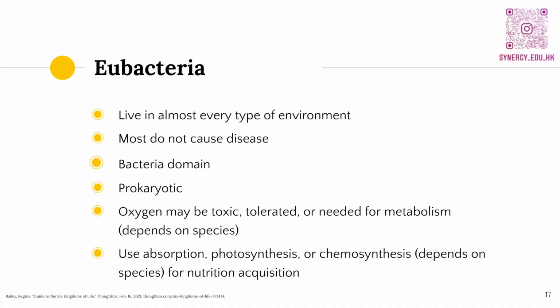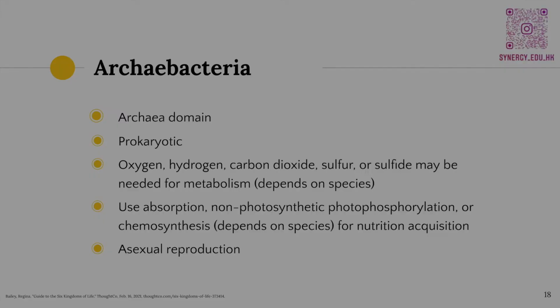Next, eubacteria live in almost every type of environment, and while they are often associated with disease, most do not cause disease. Eubacteria are part of the bacteria domain, and they are prokaryotic organisms. For eubacteria, oxygen may be toxic, tolerated, or needed for metabolism, and it does depend on their species. Their method of nutrient acquisition also depends on their species, and such may be absorption, photosynthesis, or chemosynthesis.